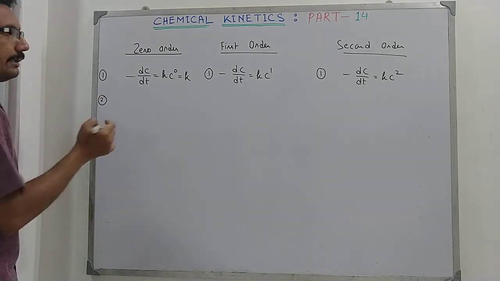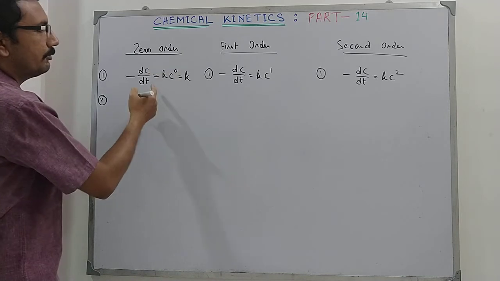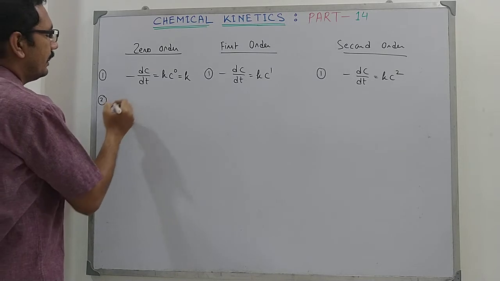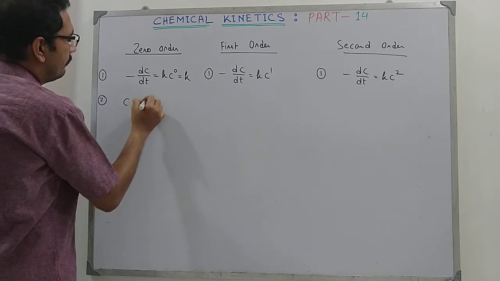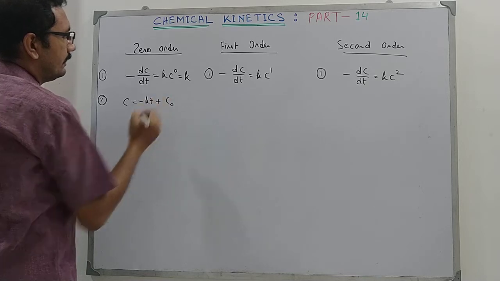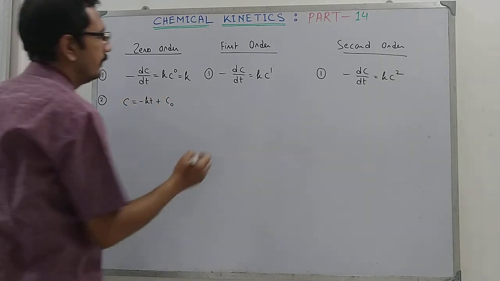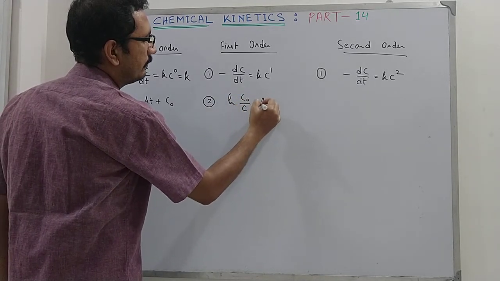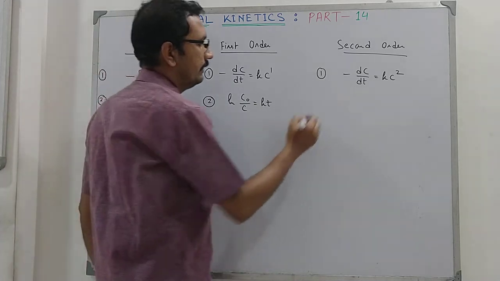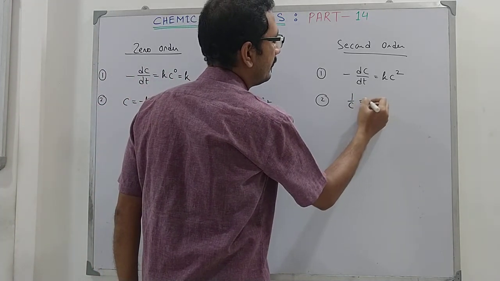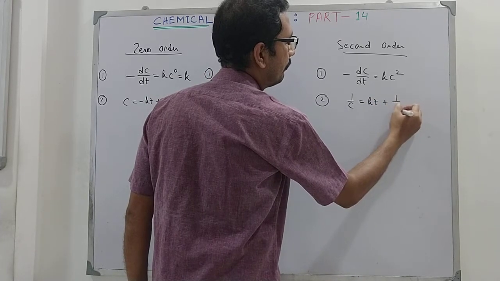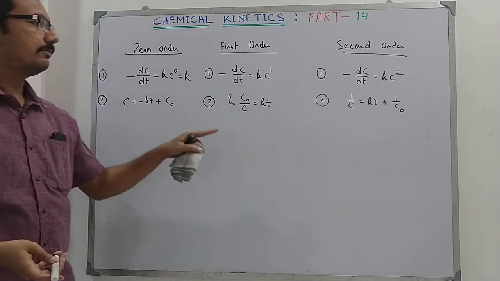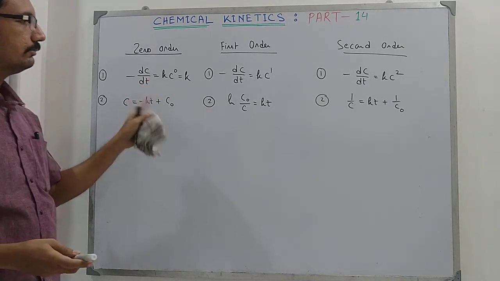Now second point is the integrated rate equation. This is the differential form of the rate equation. Now we will write the integrated rate equation. Here we have obtained C equals to minus Kt plus C0. After integration we got this. Here we have ln C0 by C equals to Kt and here we got 1 by C equals to Kt plus 1 by C0. Now we can write this in alternative forms also, no problem.